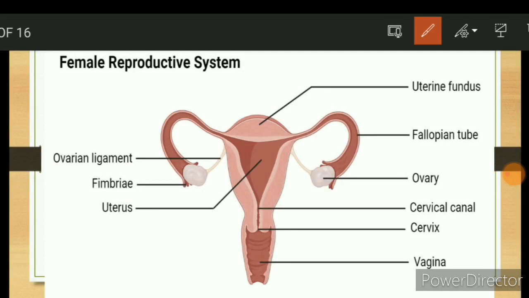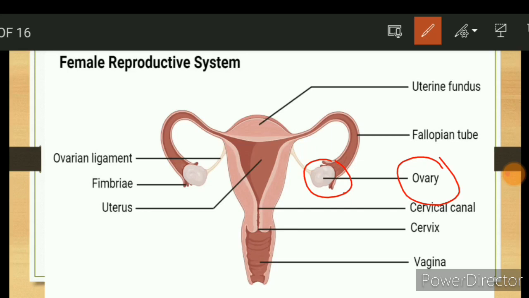The female reproductive system is present in the abdomen and has different parts. The main part is the primary sex organ, which is the ovary. There are 2 ovaries. This is called the primary sex organ, or the gonad. The gonad, or primary sex organ, is very important. In this organ, the female gametes are formed.